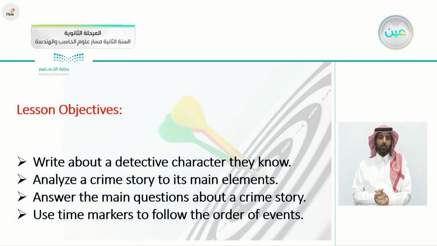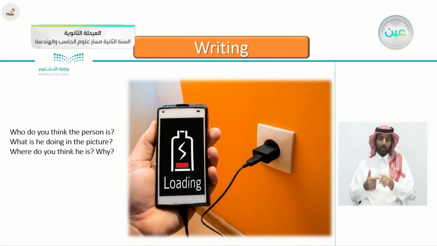So these are today's objectives: to write about a detective character they know, analyze a crime story to its main elements, answer the main questions about a crime story, then use time markers to follow the order of the events. So this is today's lesson.